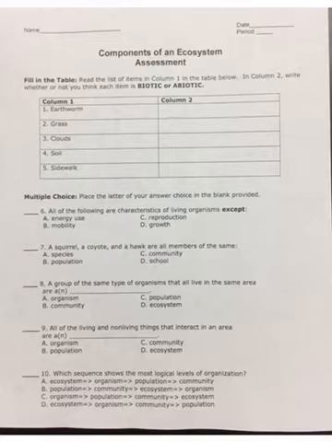Column 1, number 1, earthworm. Number 2, grass. Number 3, clouds. Number 4, soil. Number 5, sidewalk.